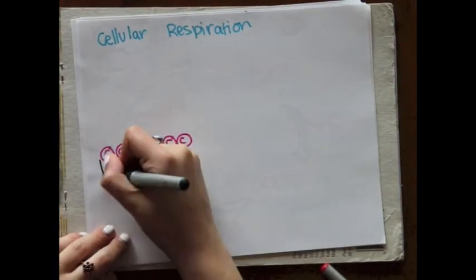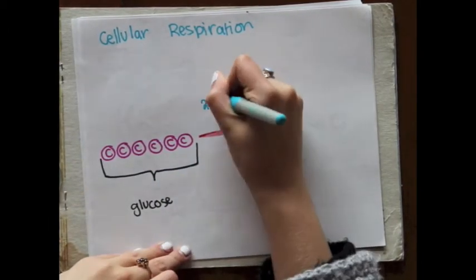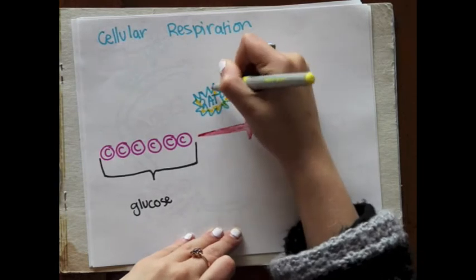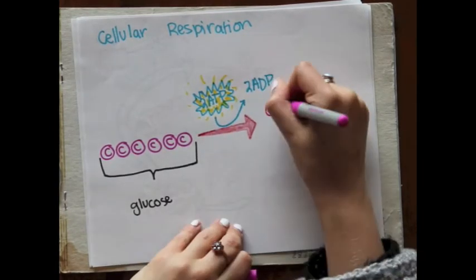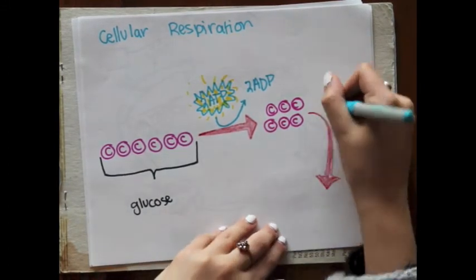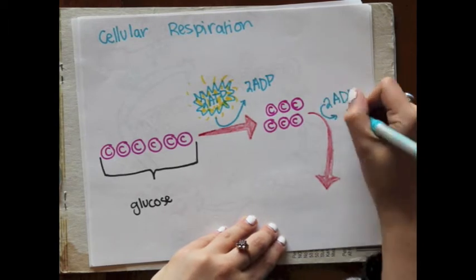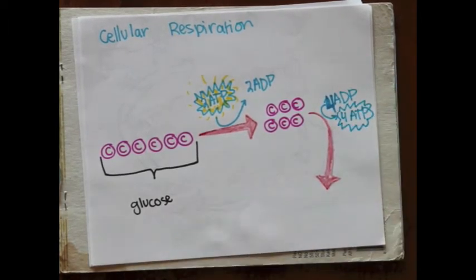Here's another way to think about cell respiration. You start off with a 6-carbon glucose molecule. Then, it will gain energy by taking it away from 2 ATP molecules, producing 2 ADP molecules. That 6-carbon molecule will then lose energy by giving it away to 4 ADP molecules, creating 4 ATP molecules.